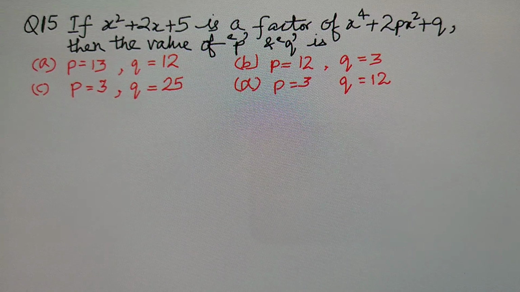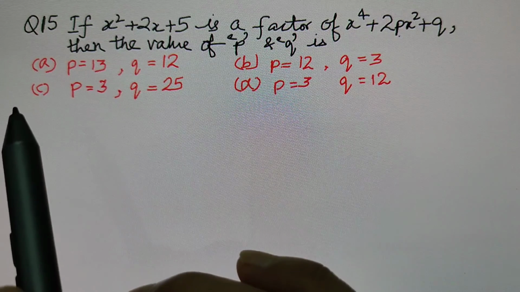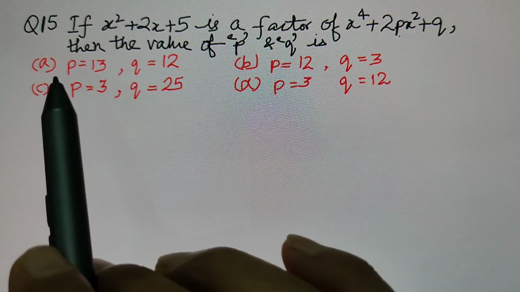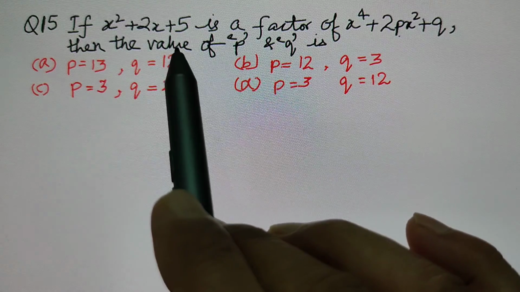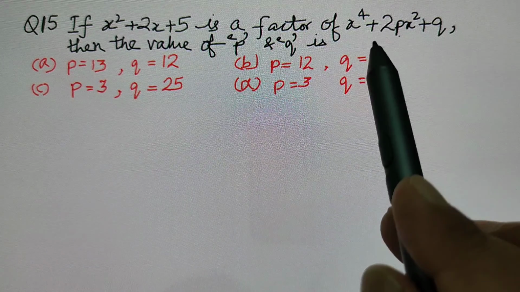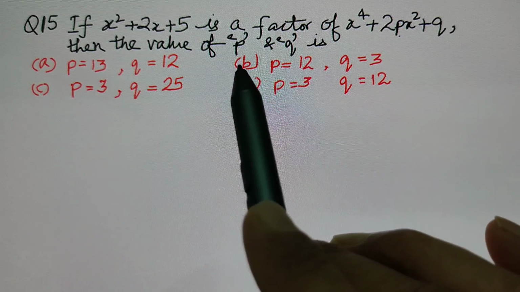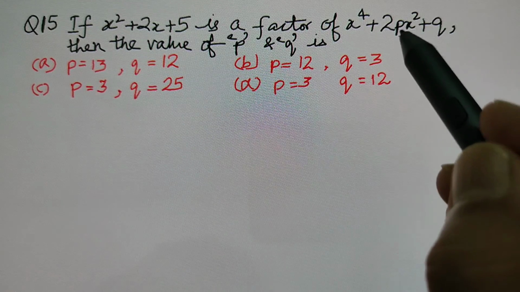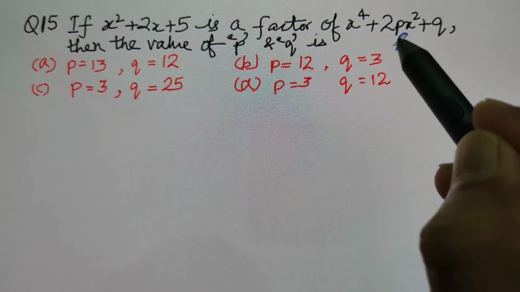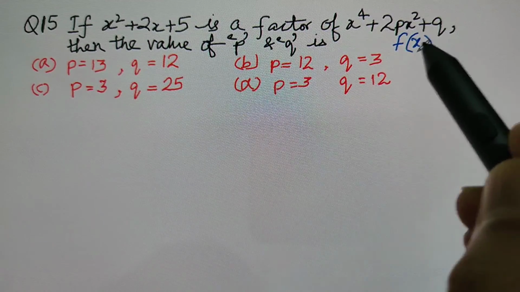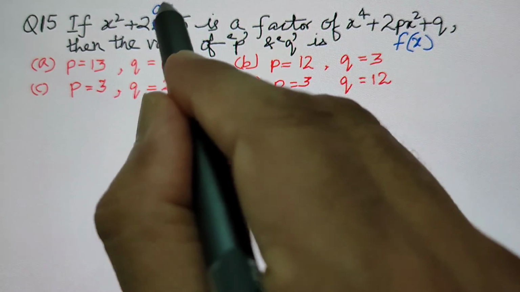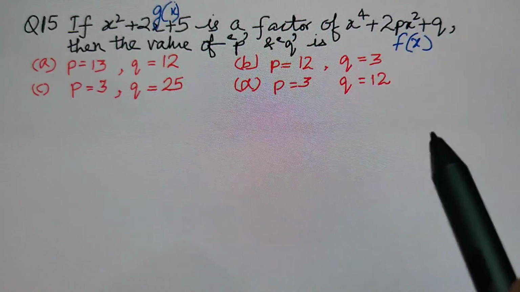Today we'll be solving the section B part of the question paper. Now we are here with question number 15, which reads: if x square plus 2x plus 5 is a factor of x to the power 4 plus 2px square plus q, then we have to find the value of p and q. Fine. Now this is your f of x, which is the dividend, and this is the g of x, which is the divisor.